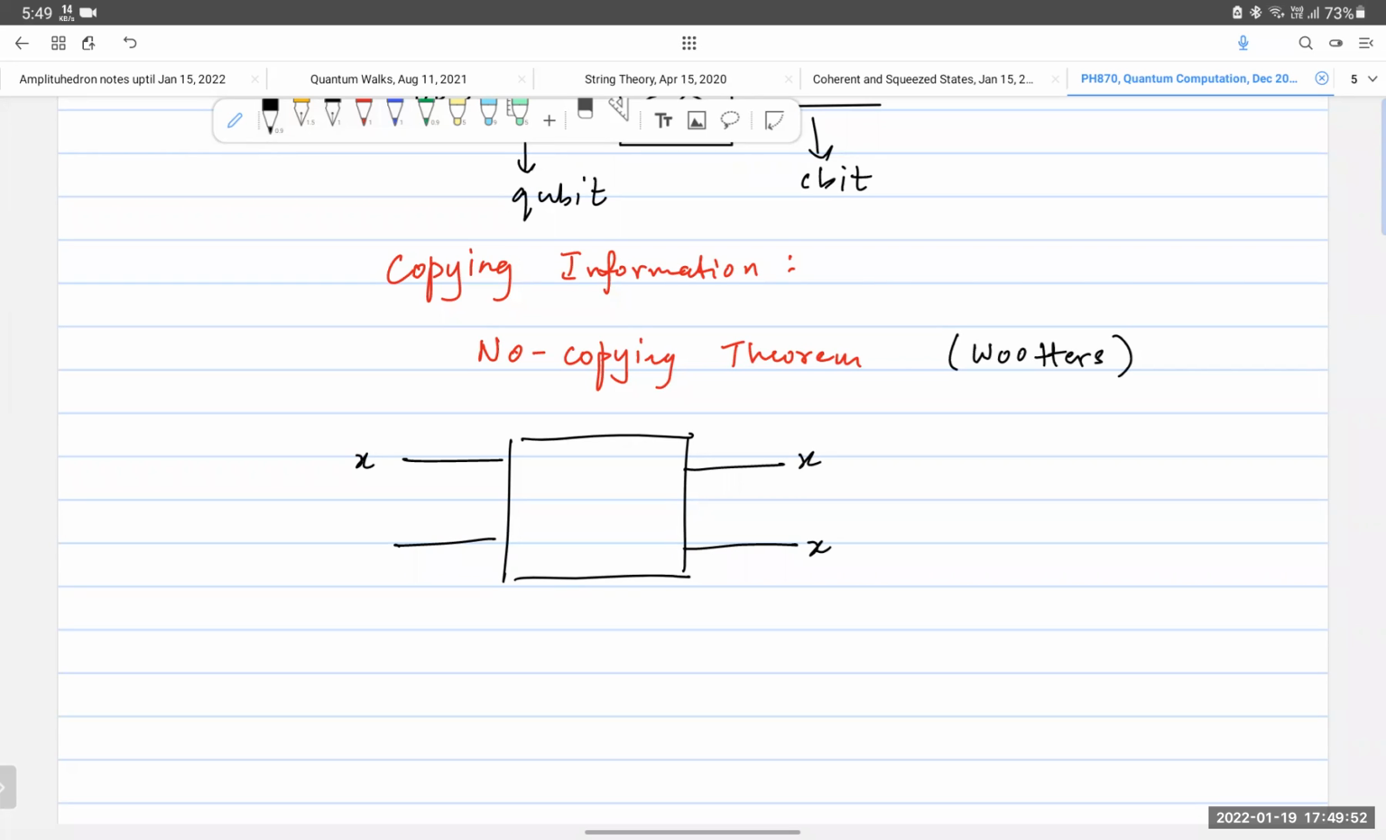So now, how can I make a copy, right? Well, if you have this thing, so let's say this is, if I initialize this in the 0 state, okay, and now this is a classical circuit. I should mention that.